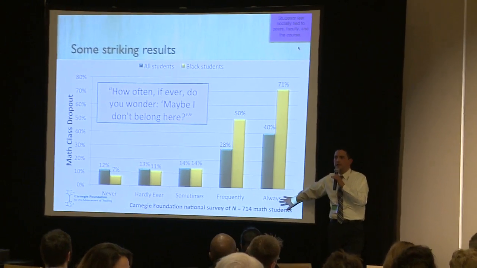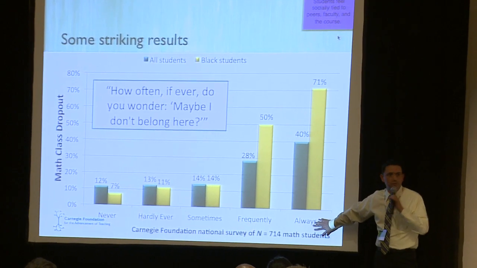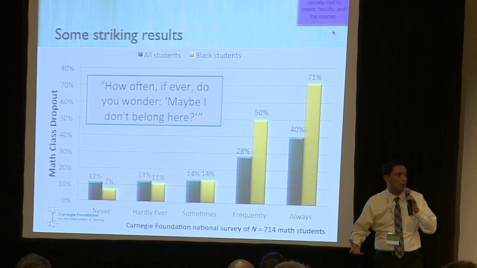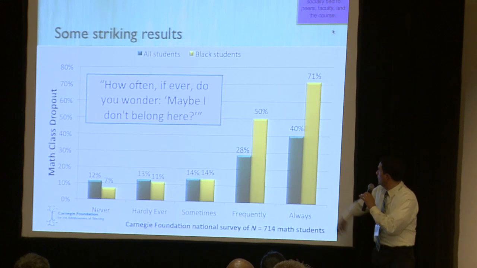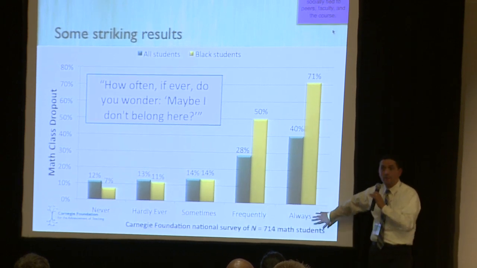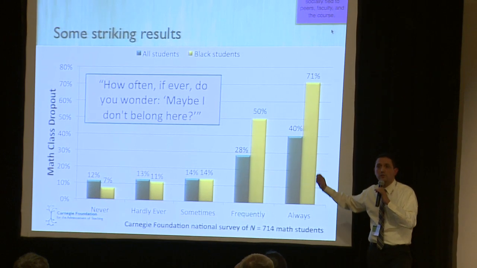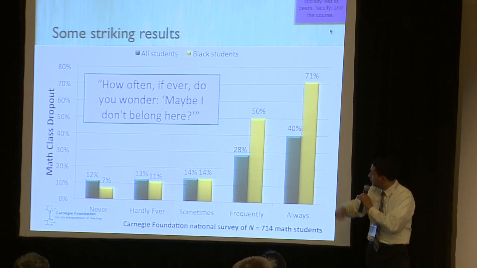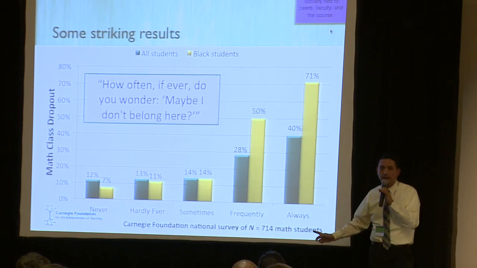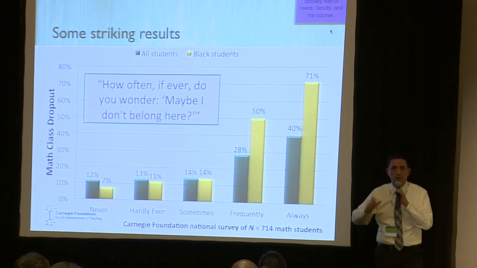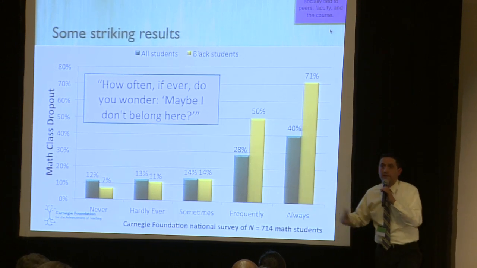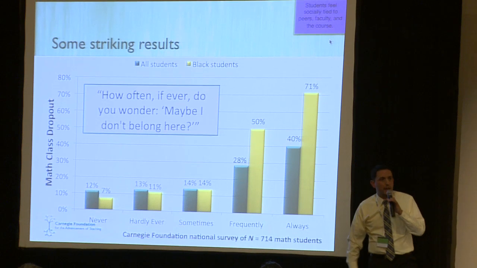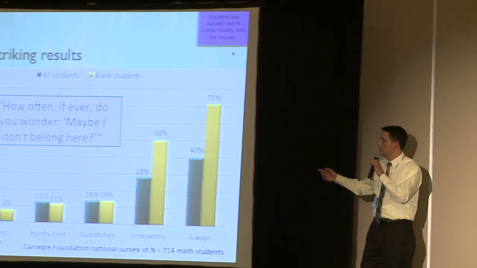So here's the category always. In other words, this is the group of students who say, I'm always asking or doubting whether or not I belong here. For the black students who responded, I'm always feeling that way, 71% of those students dropped out of the Pathways courses. And for all the other students, non-black students, 40% dropped out. So that's pretty stark. And even if they frequently are thinking that, black students, half of those students dropped out, and roughly half the rate for other students dropped out.